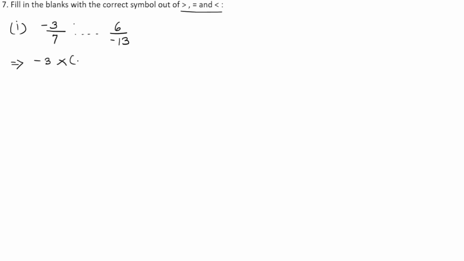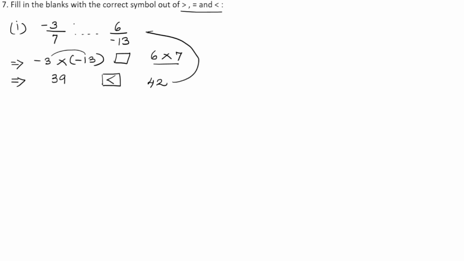Minus 3 gets multiplied with minus 13 and 6 gets multiplied with 7, and put the comparison box. Minus and minus becomes plus, so you are going to get the positive number. 3 into 13, and this side you will get 42. Now on comparing 39 and 42, 42 is bigger and 42 belongs to this rational number. It means minus 3 by 7 is smaller than 6 by minus 13. So you're going to put the smaller than sign. Now let us do question number 2 from here.